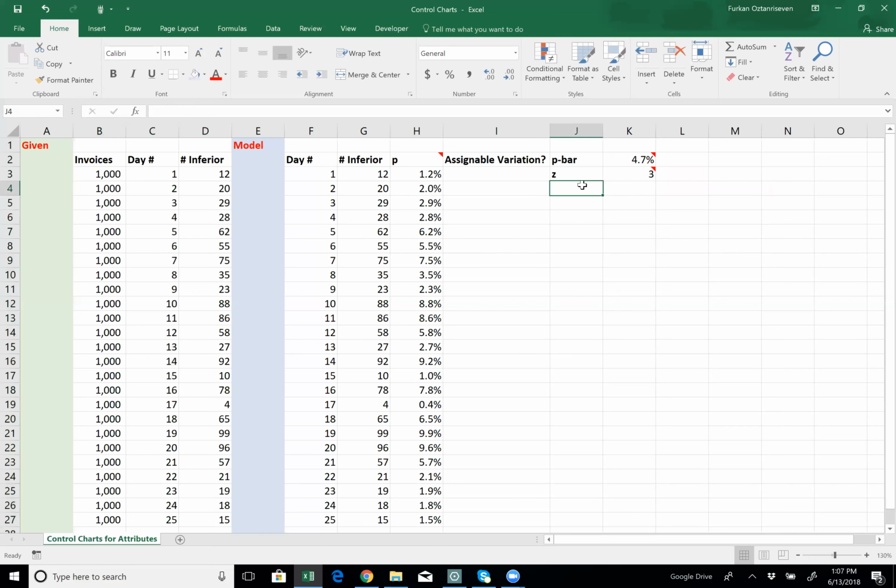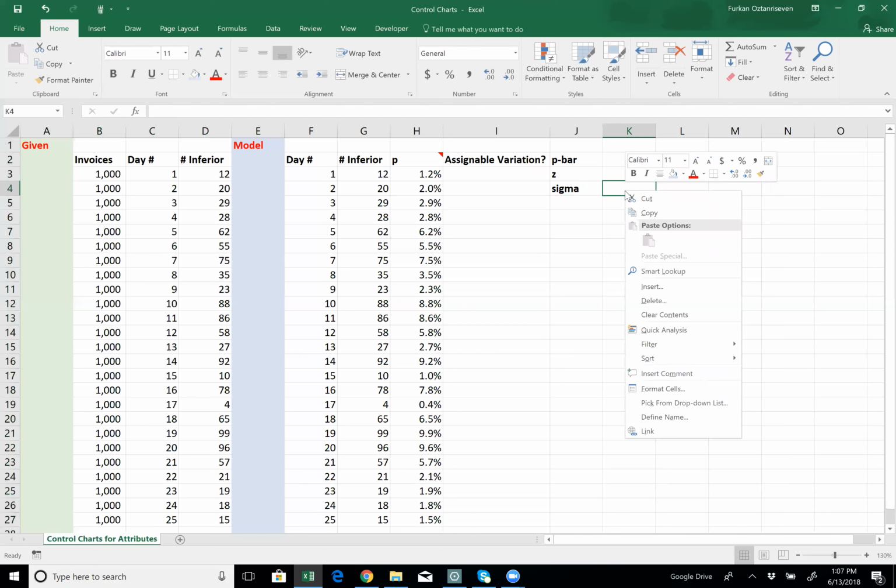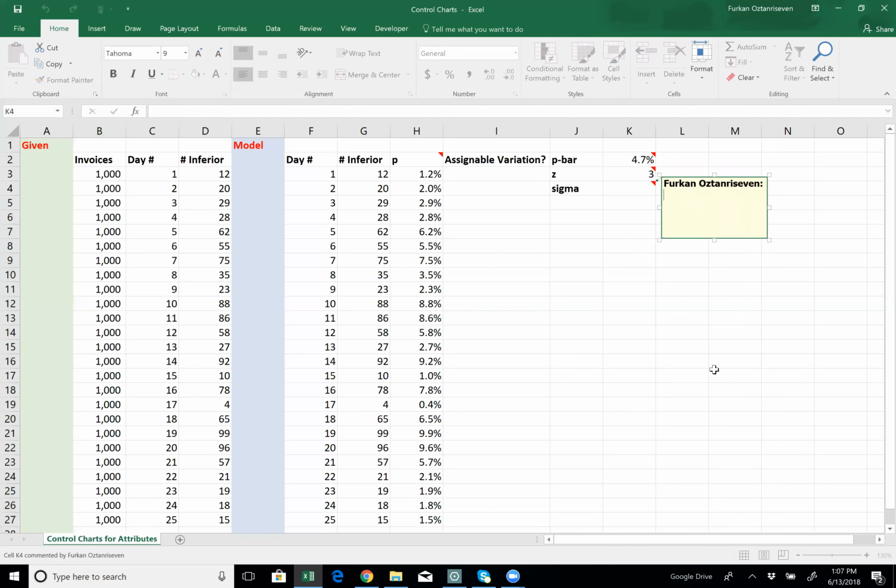Okay. And now I need to calculate the sigma or standard deviation. To be able to calculate standard deviation, this is a binomial distribution. The reason is that if you look at your basic probability classes, if something is either true or false, the probabilities associated with it follow a binomial distribution, like a head or tail kind of situation. So we will calculate our sigma value here, and this is my step number 4.